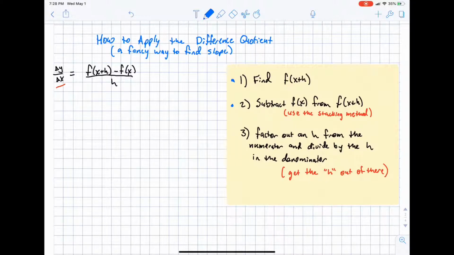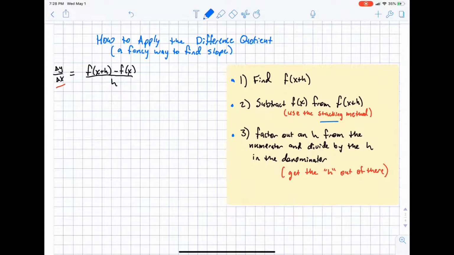And I'm going to use something that I call the stacking method. And then the third step, I'm going to factor an h out from the numerator, and then I'm going to divide that h by the h that's in our denominator. Or as I like to say, I'm going to get the h out of there.